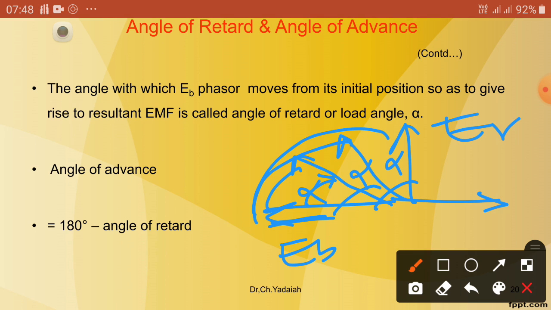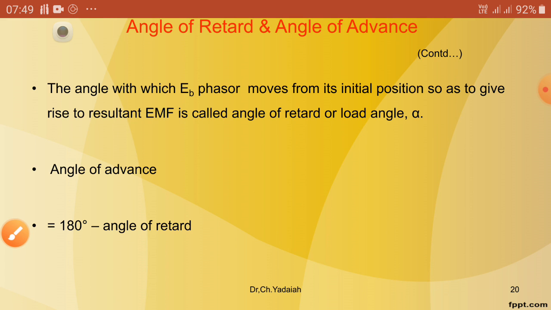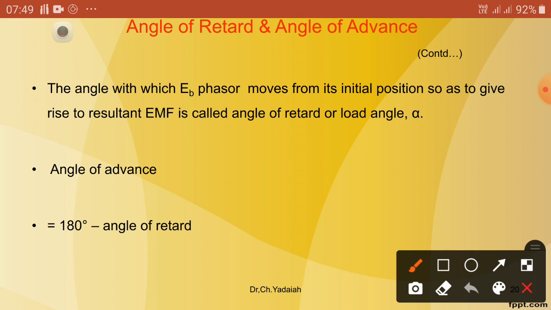That raised angle is known as the angle of retard. Angle of retard is nothing but alpha. Now, the angle of advance is this angle: 180 minus this alpha gives the angle of advance. I think you have the idea. Now, what happened here?